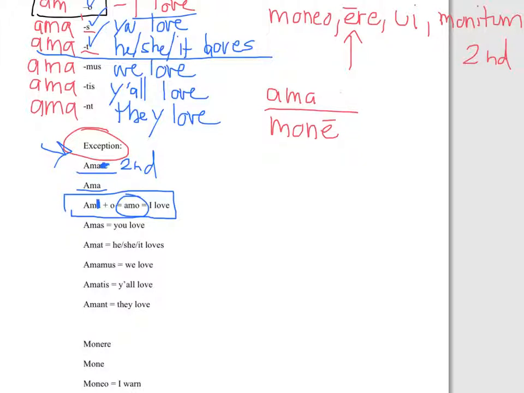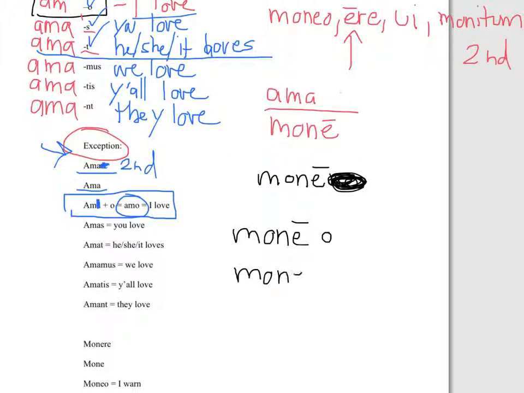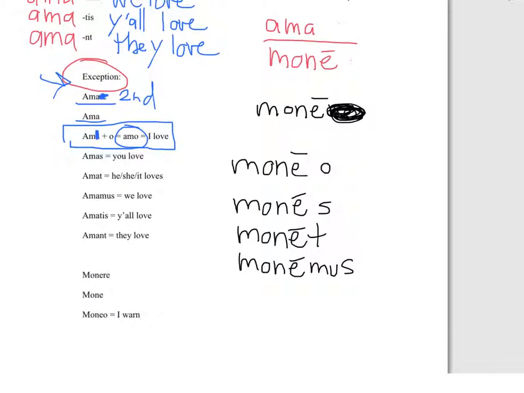The process would be exactly the same for moneo. You would take the second thing in the dictionary, monere. You would drop the RE. Now you have the theme or the stem, M-O-N with a long E. Then you would add the endings, M-O-N long E plus O. You would add the different suffixes, and this is the process of conjugation. Each suffix indicates the person and number.